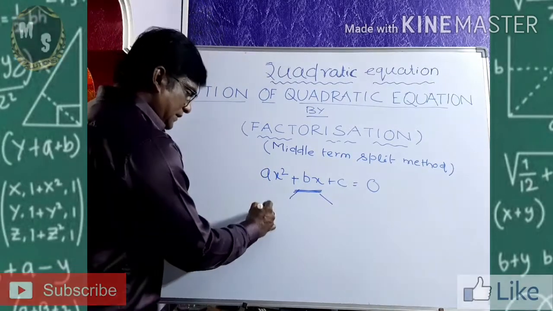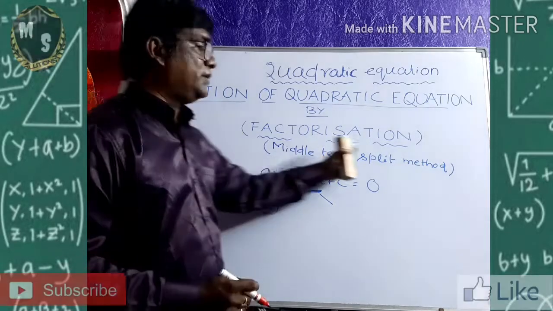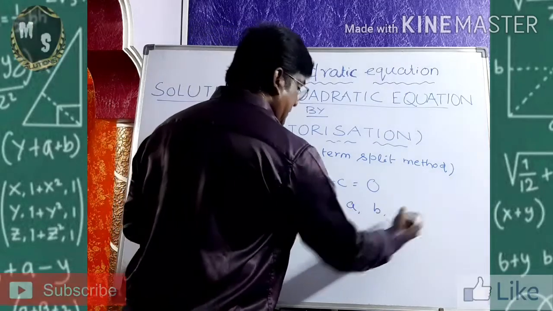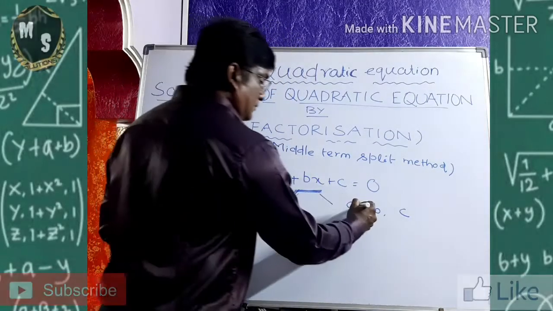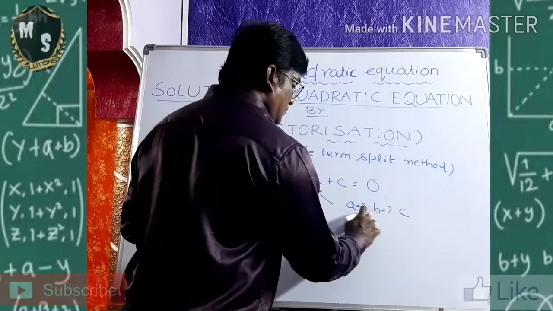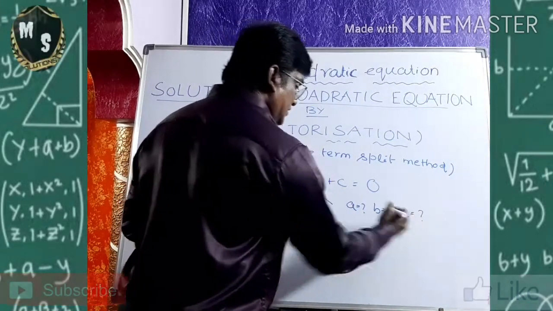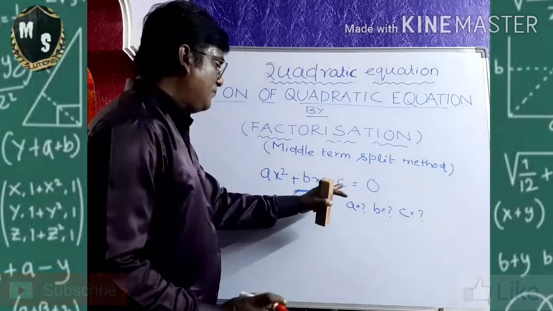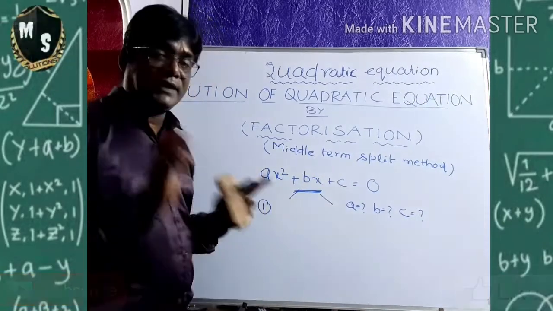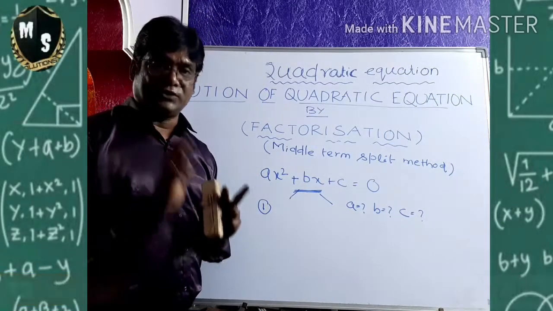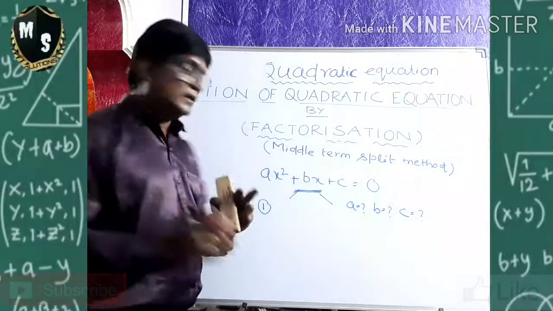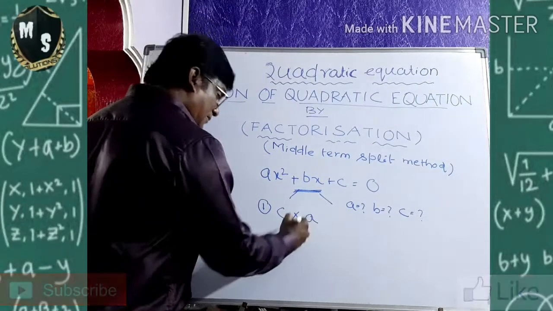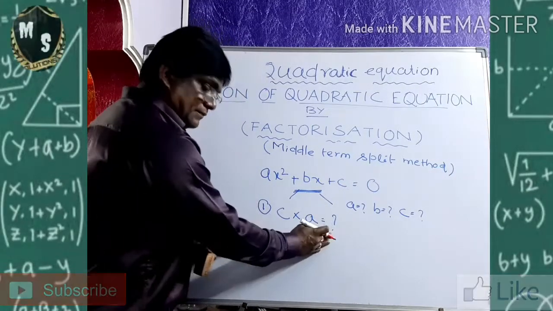The first step: when you are starting the factorization, please write your A, B and C first. Then you see the first step very carefully. What is that? You have to multiply C into A. Very slowly I am saying, C into A. The first step is C into A. Clear? And after multiplying C into A, some number will come.